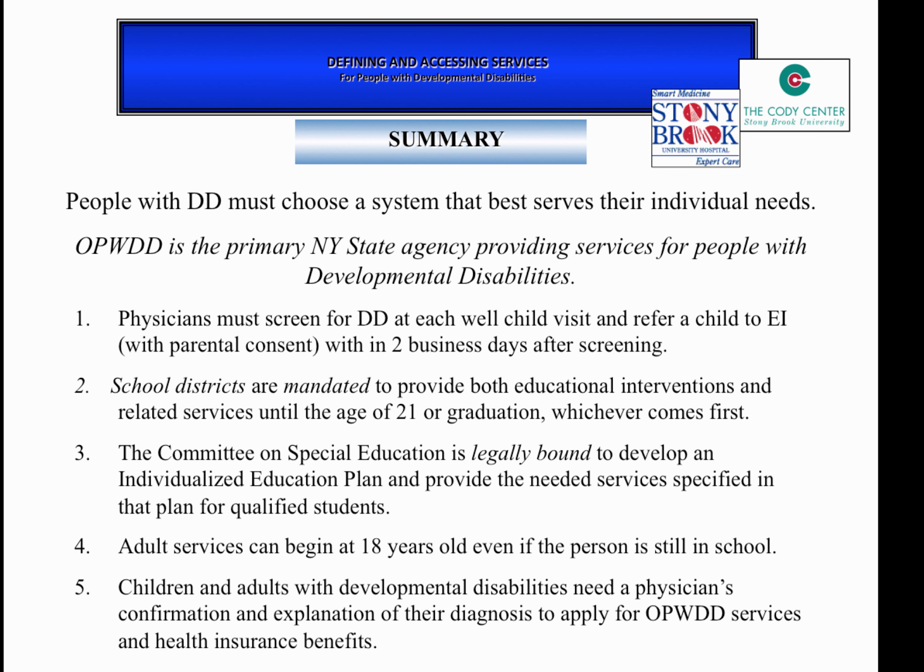Fourth thing to know, adult services can begin at 18 years old, even if the person is still in school. So what I recommend is if you have a young person with a developmental disability who's being seen at your offices, make sure that the parents are aware that services can begin at age 18 through OPWDD. Make sure that transition services within the IEP, these are services that are preparing the student for adult outcomes, are included. Make sure that the IEP includes linkage to OPWDD for this young person.